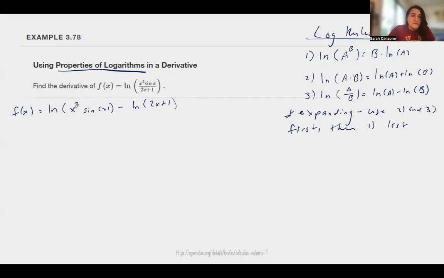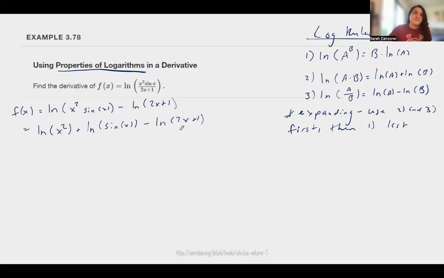All right, now you see here, you have multiplication between x squared and sine of x. So we can use rule number 2 that says multiplication inside of a log turns into addition between logs. And so we can say this is equal to the natural log of x squared plus the natural log of the sine of x. And then we can just tag this natural log of 2x plus 1 onto the end of it.